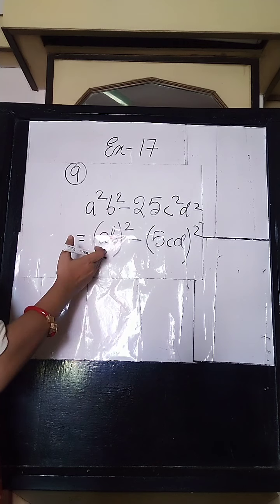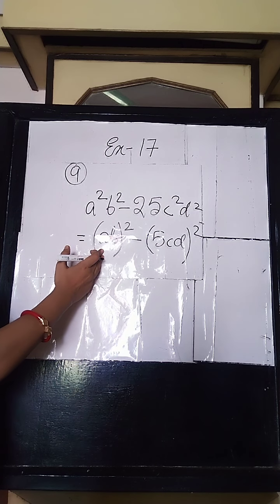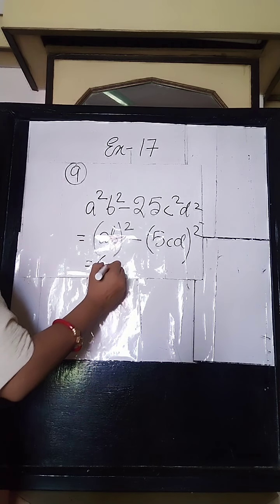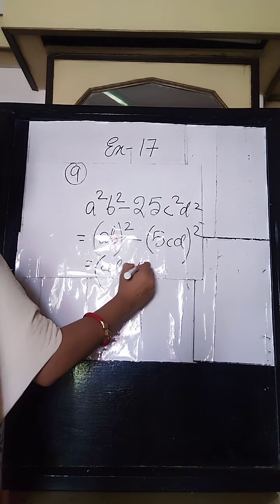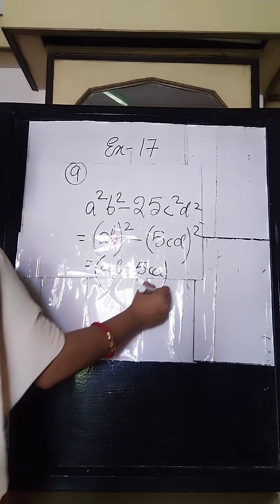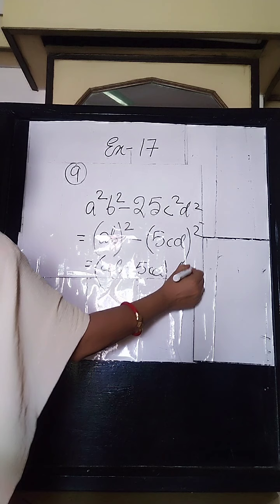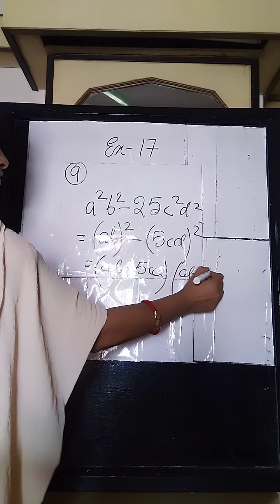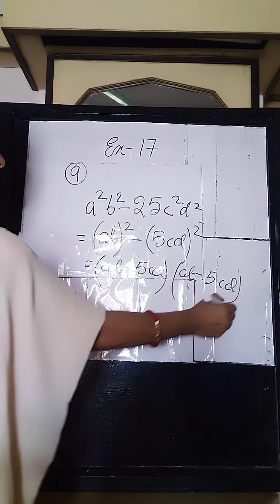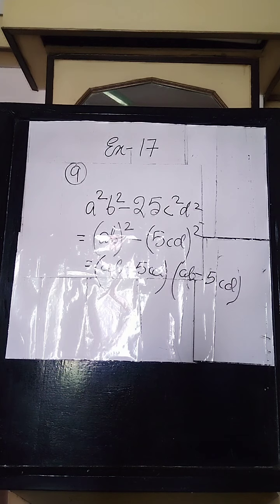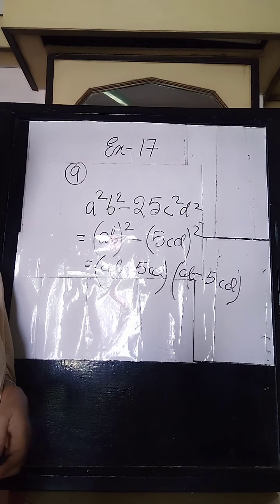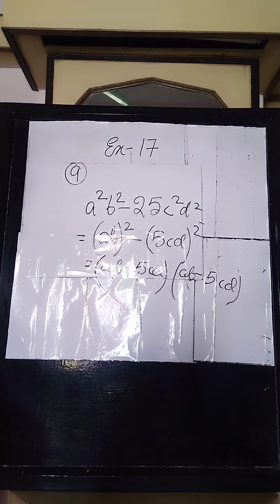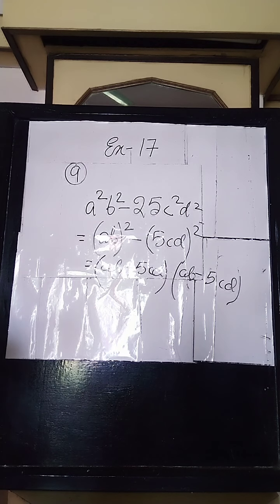We will treat this as a square and this as b square. So ab plus 5cd and ab minus 5cd. That's all for this sum, sum number 9. Now we will solve sum number 10. Sum number 10, what is given? Let's see.